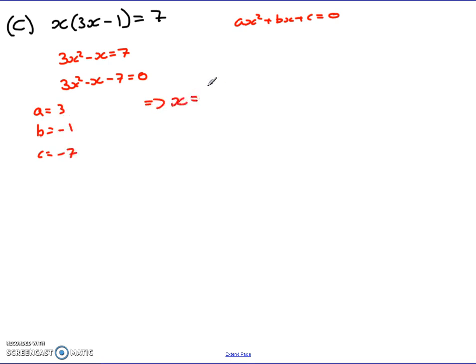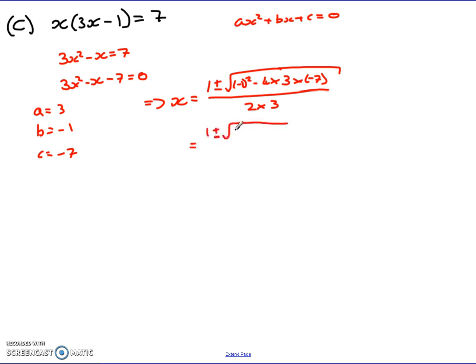So I know that in this case, x equals negative b, so 1, plus or minus the square root of b squared, so negative 1 squared, take away 4ac, so 4 times 3 times the negative 7. And that's all then divided by 2a, so in this case it's divided by 2 times 3. Then we just start working it through. So we get 1 plus or minus the square root, well, negative 1 squared is 1, take away negative 84, 4 times 3 times 7, and divide that by 6. So now that is going to equal 1 plus or minus the square root of 85 over 6.